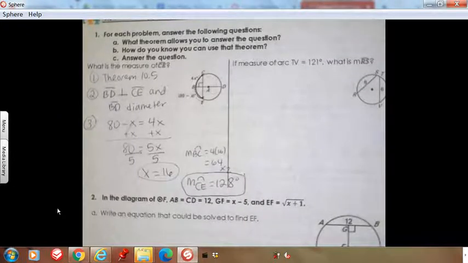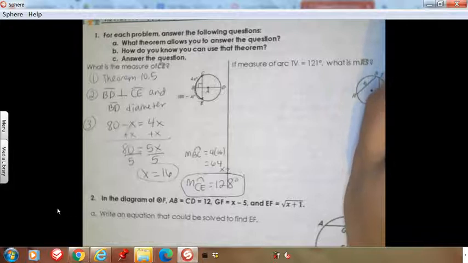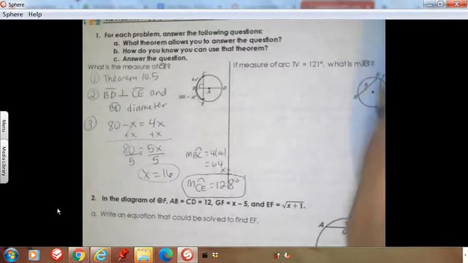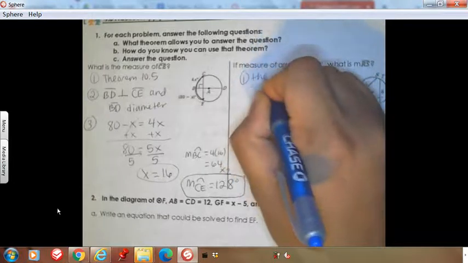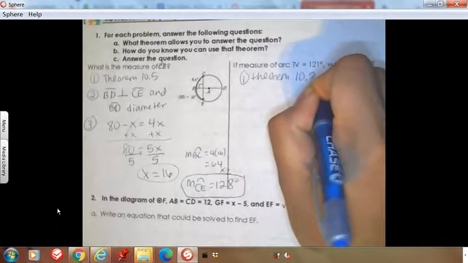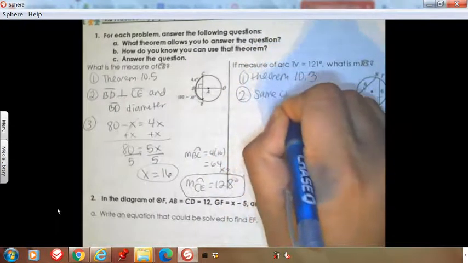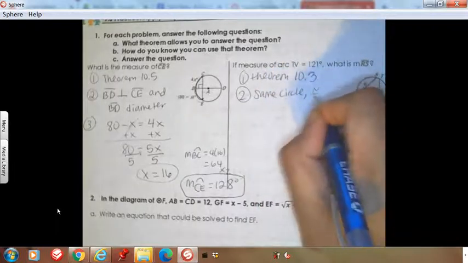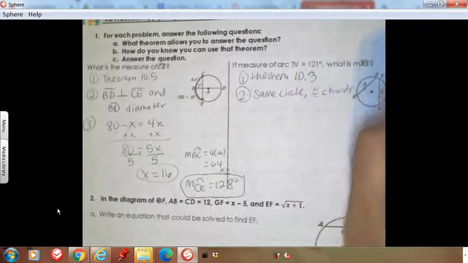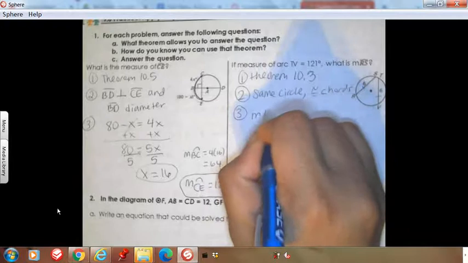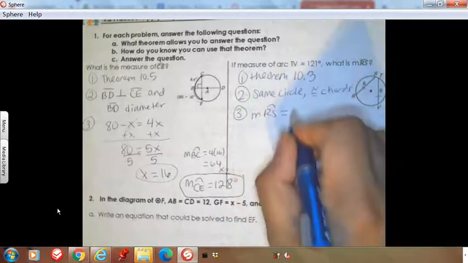The second part says the measure of arc TV is 121 degrees. It also tells me that these two arcs are both 6, which tells me that they're congruent to one another. And so this is that theorem, the first one again, theorem 10.3 that we just saw on the front page. That theorem tells us, because it's the same circle, or it can be congruent circles, but in this one it's the same, and we have congruent chords, RS is congruent to TV, we know then that the arc measures have to be the same. So arc RS would just be 121 degrees. Okay, so those ones hopefully not too bad.